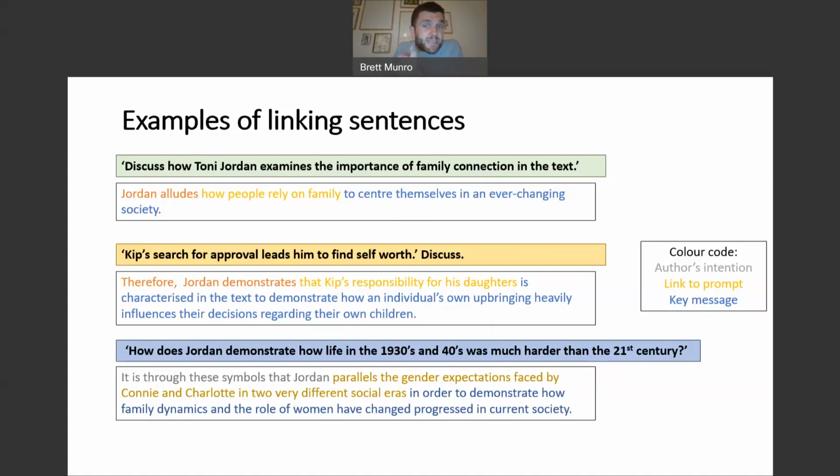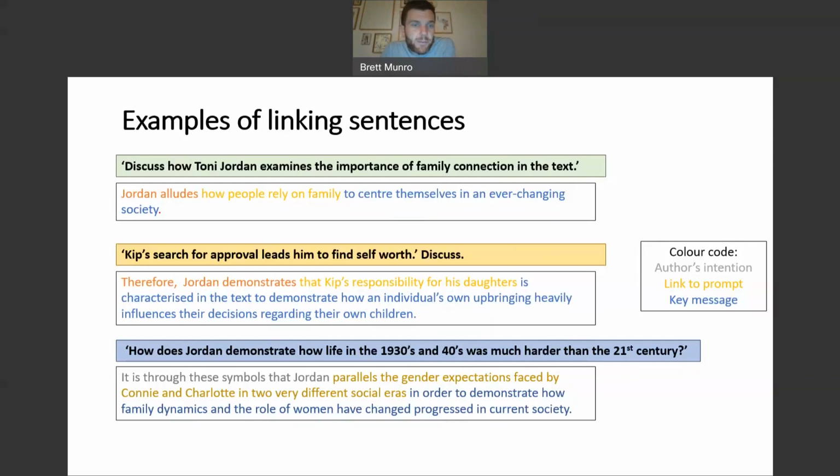What it demonstrates is that Kip's responsibility for his daughters is characterizing the text to demonstrate how an individual's own upbringing heavily influences their decision regarding their own children. This sounds a little bit like a topic sentence, but is actually a little bit different because rather than introducing the topic, it is providing more of an overview, or providing more of this is what I've said so far.